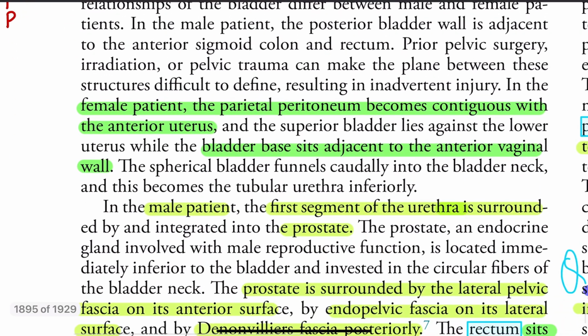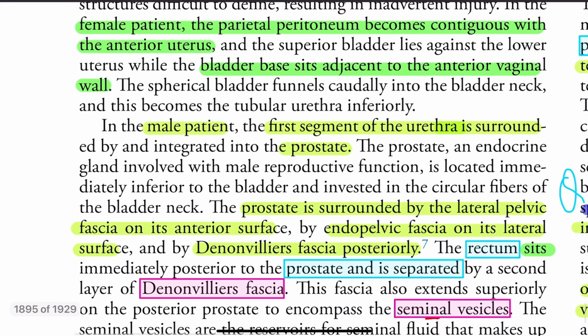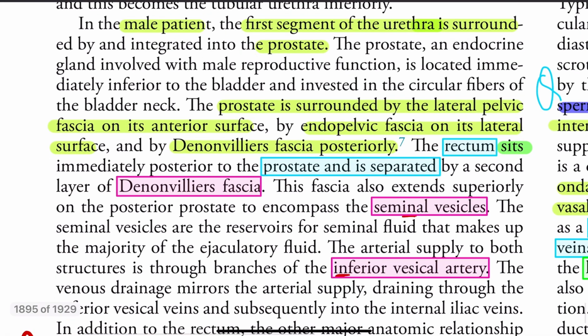In a female patient, the parietal peritoneum becomes continuous with the anterior uterus. And the bladder base sits adjacent to the anterior vaginal wall. Not that important. In a male patient, the first segment of the urethra is surrounded by the prostate. The prostate is surrounded by the lateral pelvic fascia. Yes, this is important.